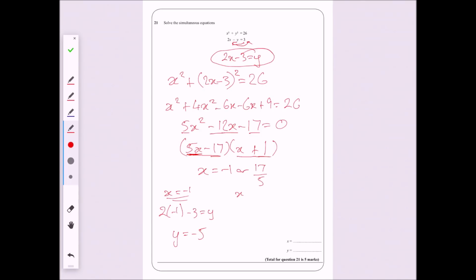And if x is 17 over 5, again substituting that in, 2 lots of 17 over 5, take 3. So 2 lots of 17 is 34 over 5. 34 over 5 is 6 4/5. Take 3 is 3 4/5. So when x is minus 1, or it can be 17 over 5, then y would be minus 5 or 3 4/5. Or you could leave that as an improper fraction, whichever way around you want it.